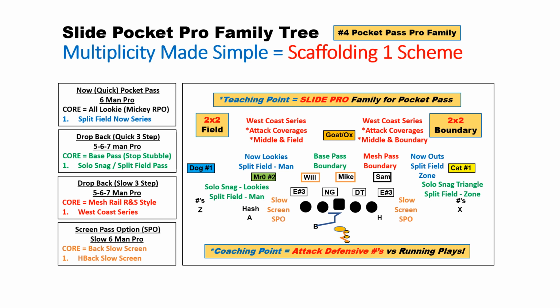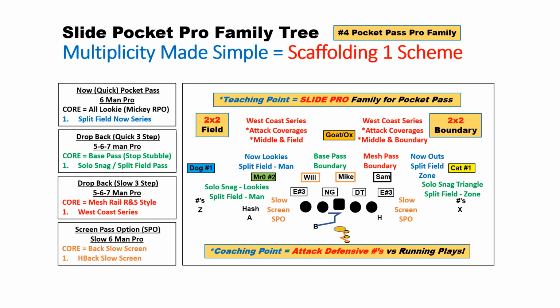Last is our slide pocket pro family tree, number 4. We're going to use a half-man slide zone 5, 6, or 7-man protection for all our pocket passes. Our quick game starts with an all-curl as our core, which is an example of overlearning with the routes. It's the same routes as our Mickey RPO with our stretch and our sweep, pin, and pull. Next is a quick 3-step where we can do 5, 6, or 7-man, and we use classic base pass from the 49ers West Coast scheme.